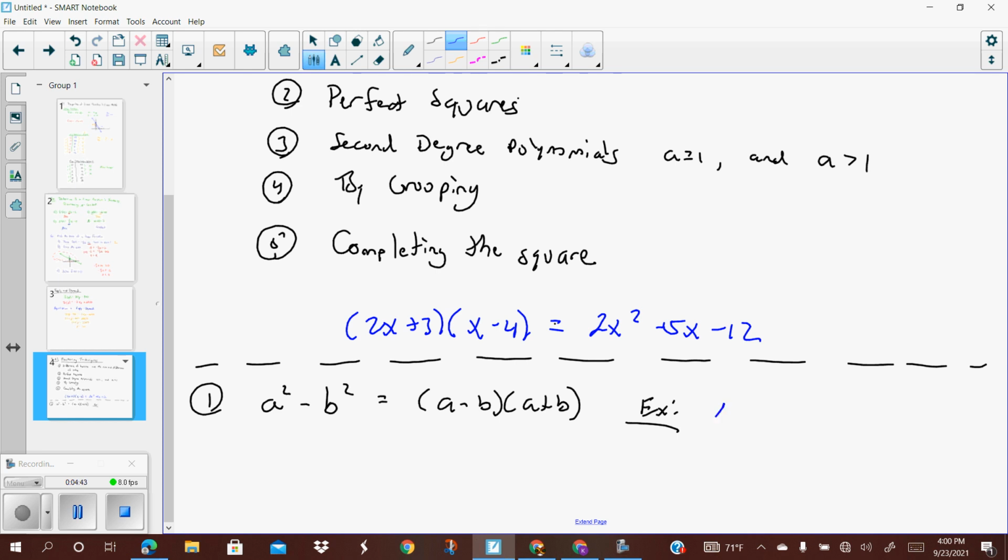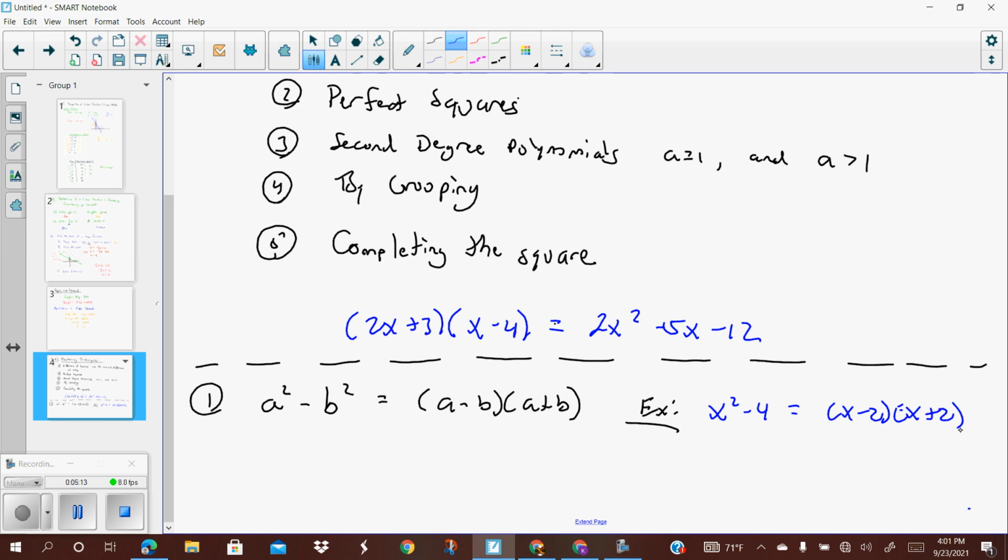So let's say that we have x squared minus 4. Well, x squared minus 4 is a difference of squares because x squared itself is a perfect square of x, because x times x is x squared. 4 is the perfect square of 2 because 2 times 2 is 4. And we have a minus sign in between. Therefore, it is the difference of squares. So that will factor to x minus 2, x plus 2.